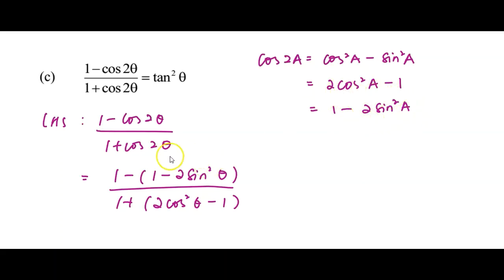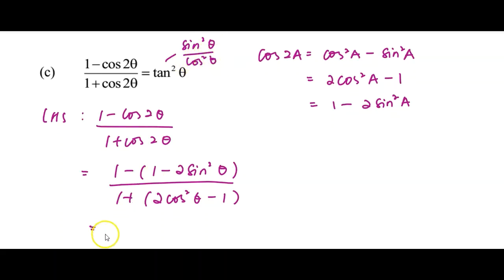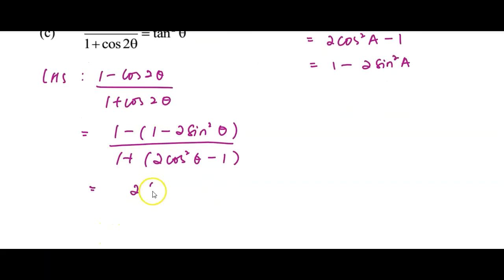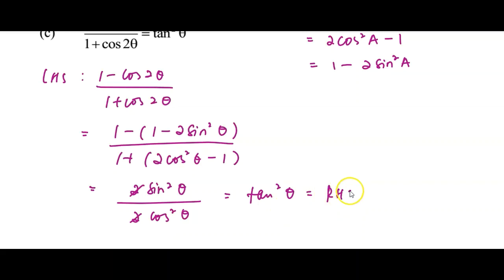I use the third formula at the numerator and the second formula at the denominator because I hope to get the pattern in the form of sine over cos, because tangent square consists of sine square over cos square. So here I simplify it. I get 2 sine square theta, and down here I have 2 cos square theta. The 2 cancel off, and you get sine square over cos square. That is equal to tangent square theta, which is equal to the right hand side.